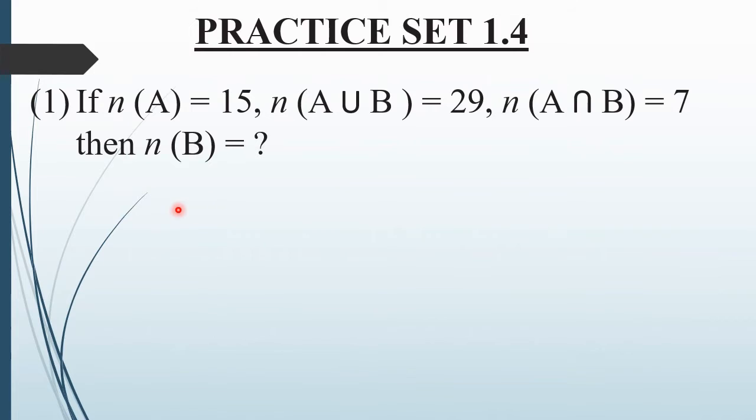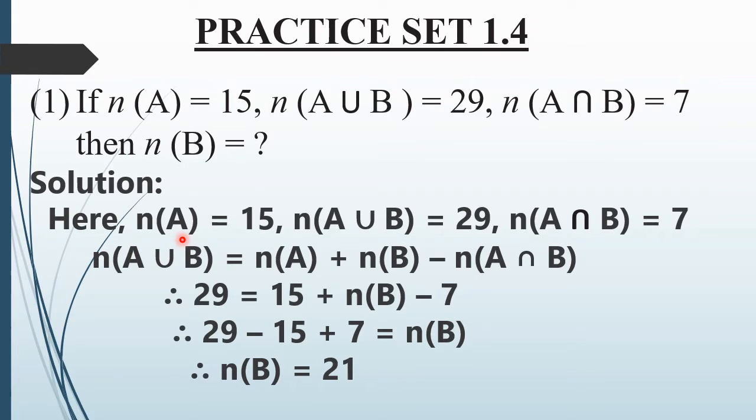So, question number 1 is, if number of element in set A is equal to 15, number of element in set A union B is equal to 29, and number of element in A intersection B is equal to 7, then number of element in set B is equal to what? So here we have to find out number of element in set B. So let's see solution.